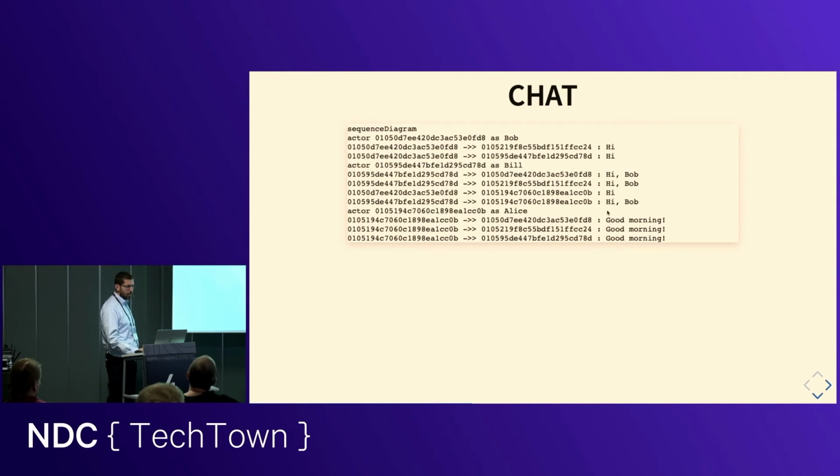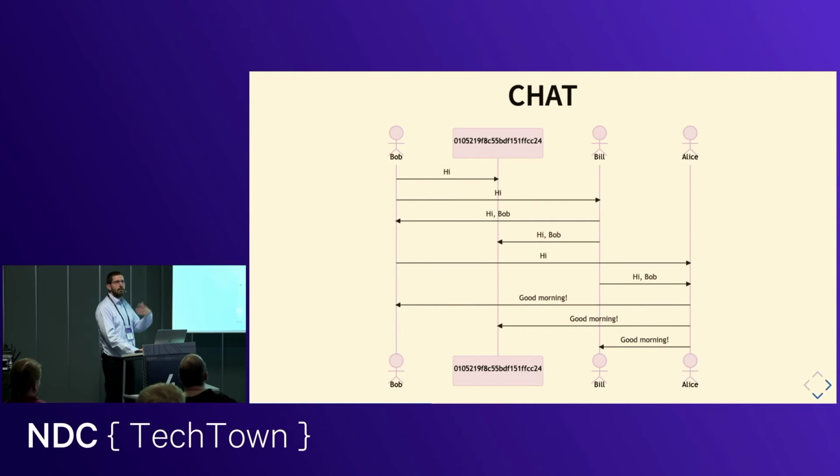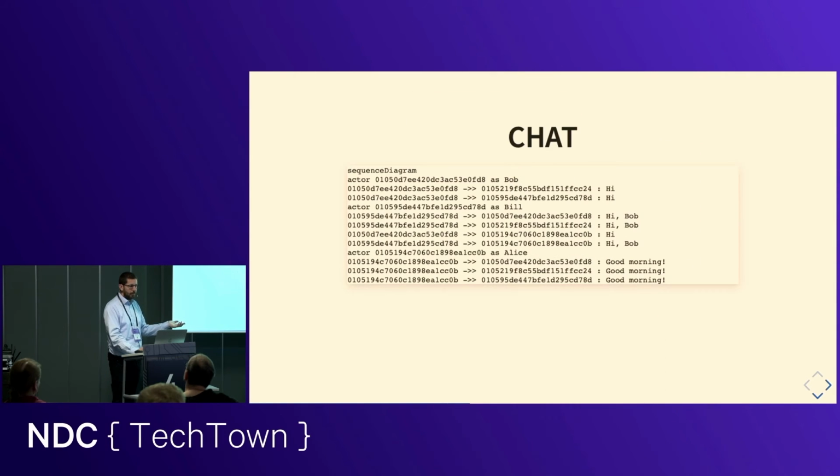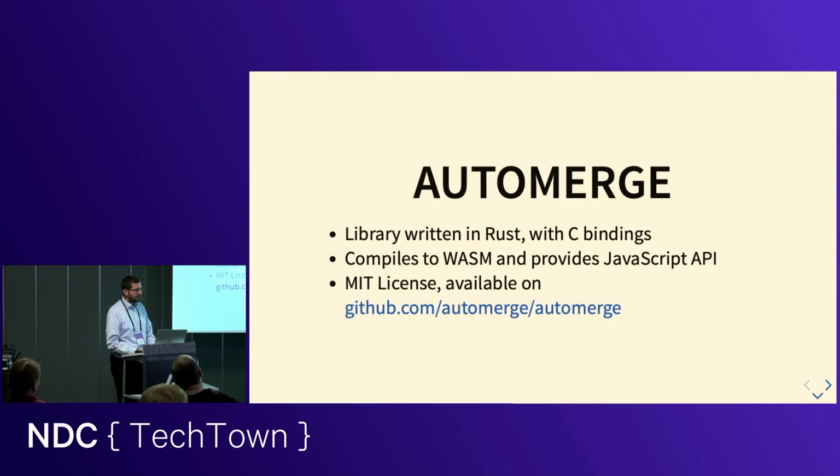So whenever you do anything, a line will be appended to this document. And then this diagram here is simply a render. It's a Mermaid render of this text here. So easy, right? Actually, it's not that difficult, which is the cool thing here. And that brings me, I think, over to Automerge.